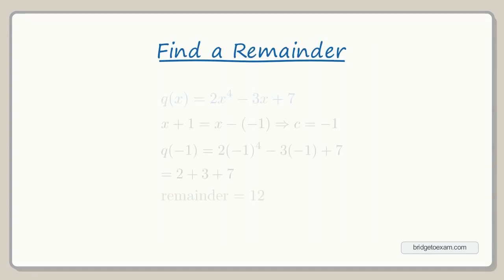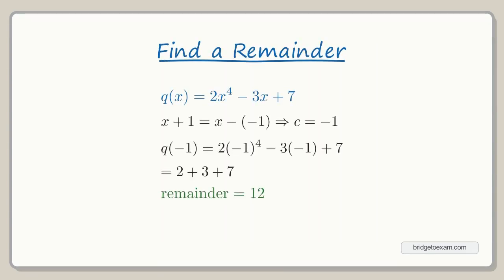To find the remainder when q of x equals 2x to the fourth minus 3x plus 7 is divided by x plus 1, use c equals negative 1. Evaluate q of negative 1. The result is 2 plus 3 plus 7, or 12.